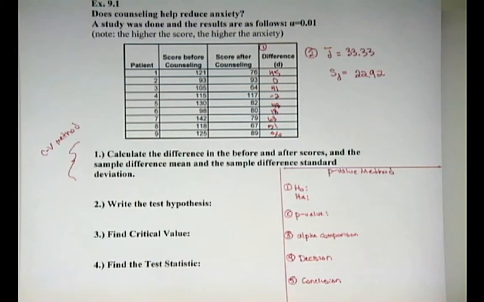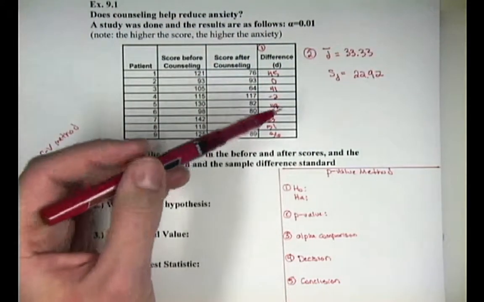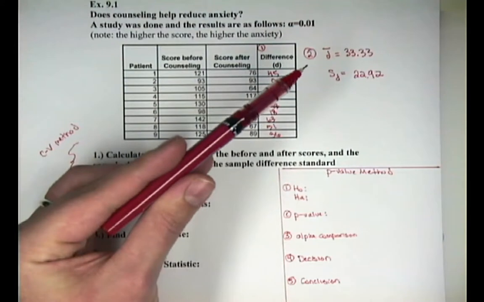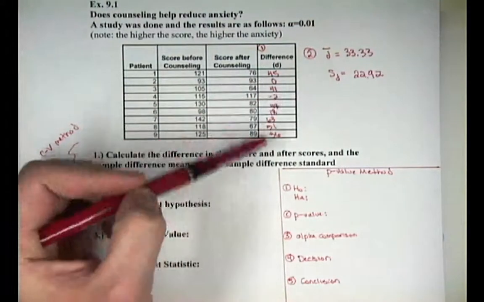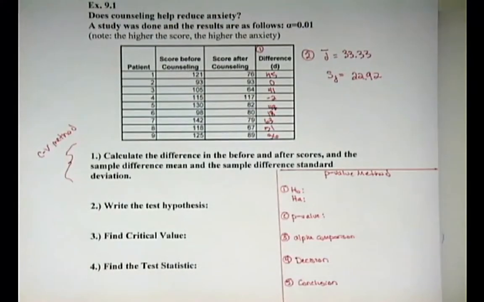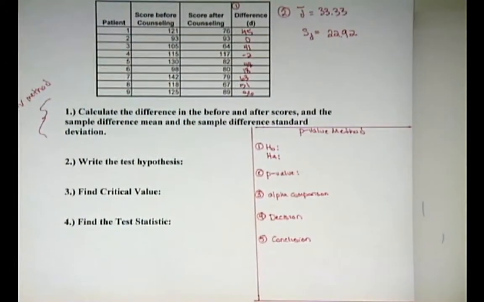Now we already calculated the differences in step 1 on the previous video. And we also calculated the average of the differences as well as the sample standard deviation of the differences. Now, we want to know if counseling helps reduce anxiety. So we're going to do the p-value method over here in this little box.